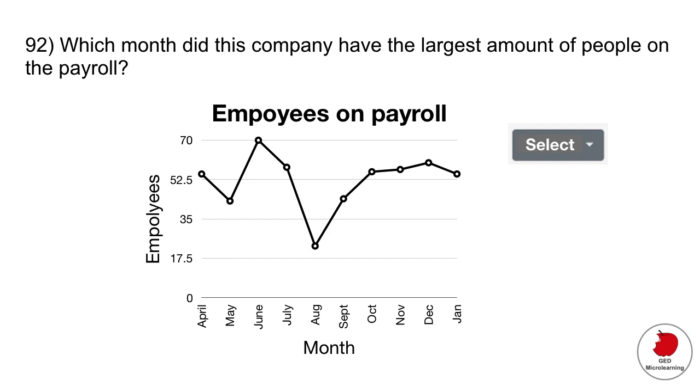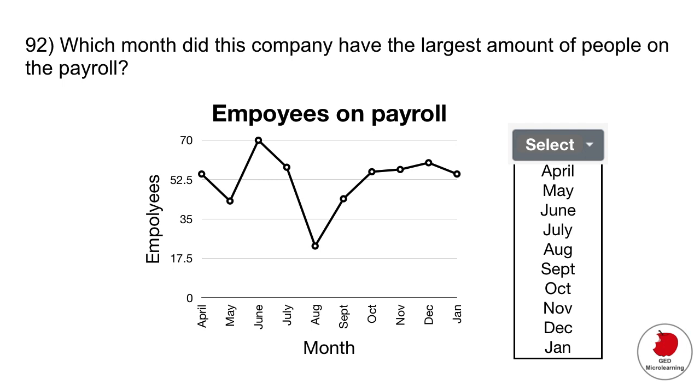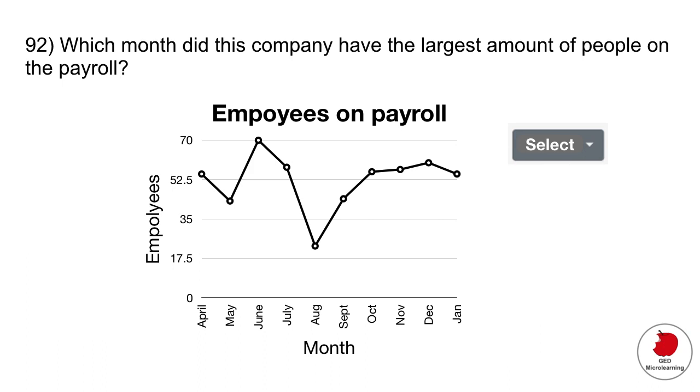All right. So this is a graph with a drop-down menu question. Remember, those are the ones you just click and it drops down the possible answer options. And it asks, which month did this company have the largest amount of people on the payroll?